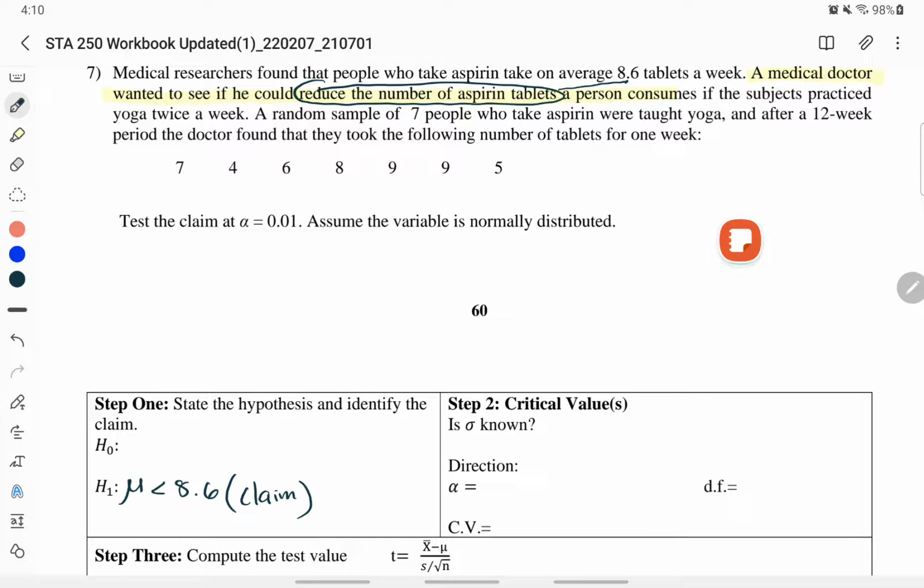Now, the null hypothesis states that there is no difference between a parameter and a specified value. If there is no difference, that means they are equal. So mu is equal to 8.6.